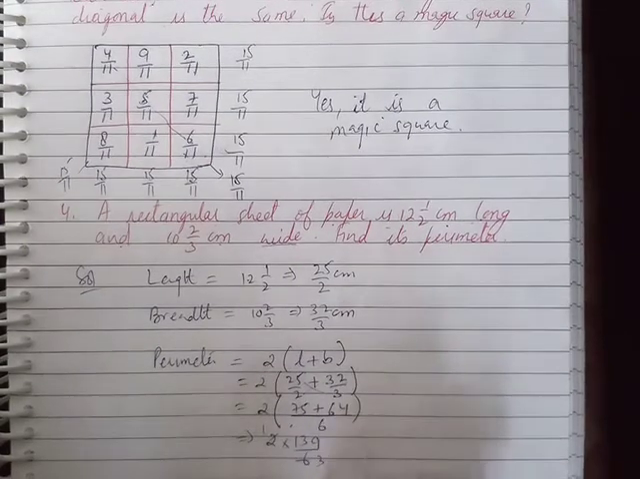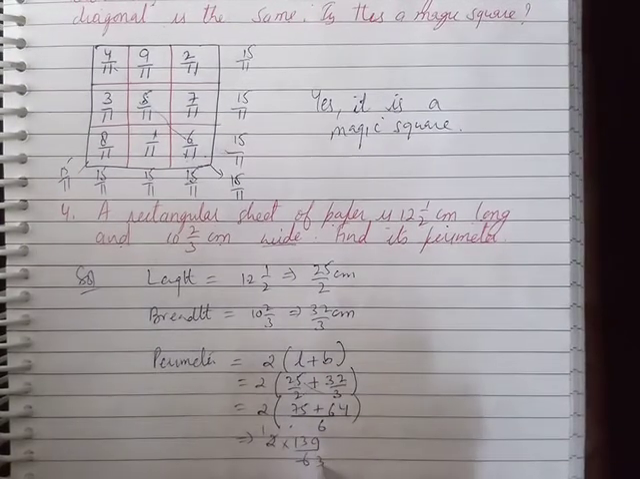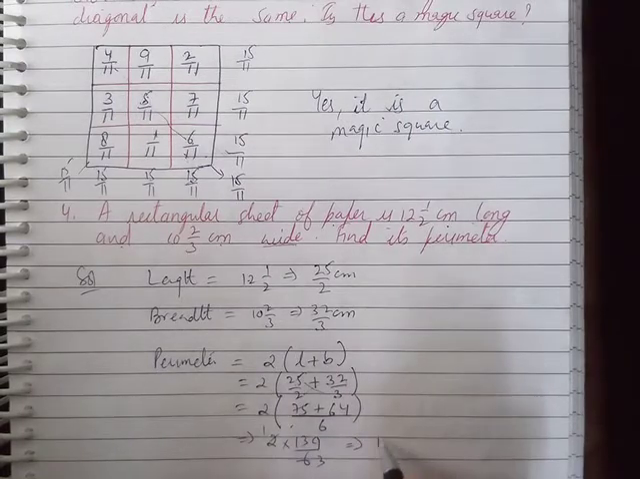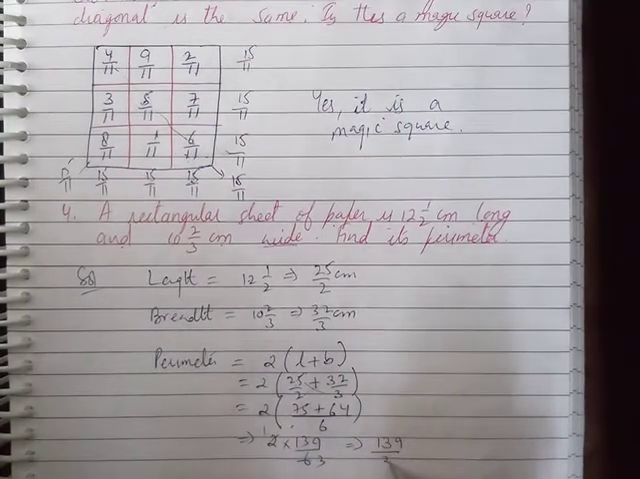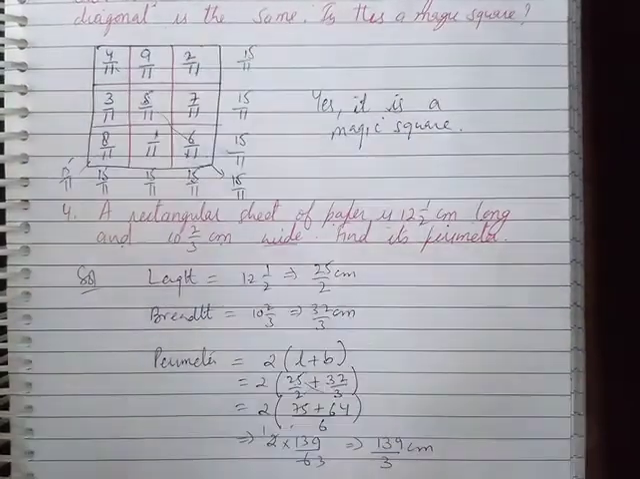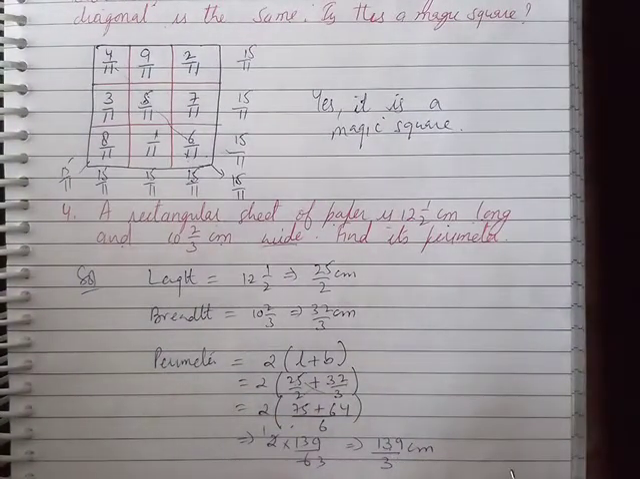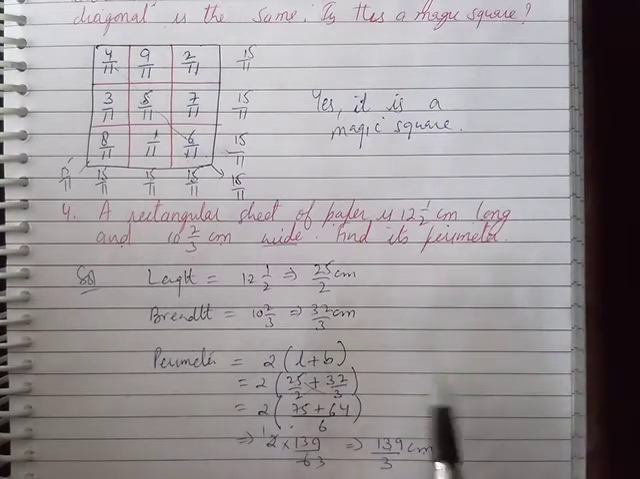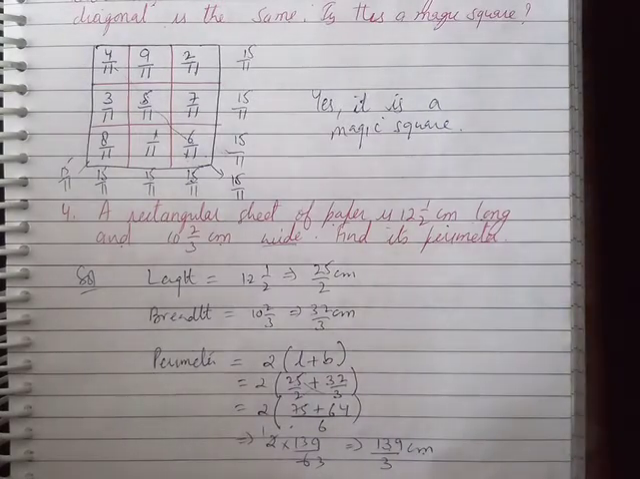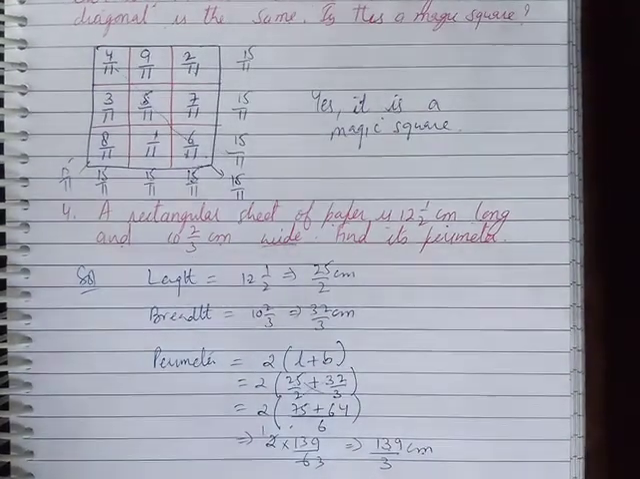Then 2 times 1 is 2, 2 times 3 is 6, cancelling the 2 gives 139 upon 3 centimeter as the perimeter. It is an improper fraction, so we can change it to a mixed fraction. That is question number 4, and we will do question number 5 next. That's all. Thank you.